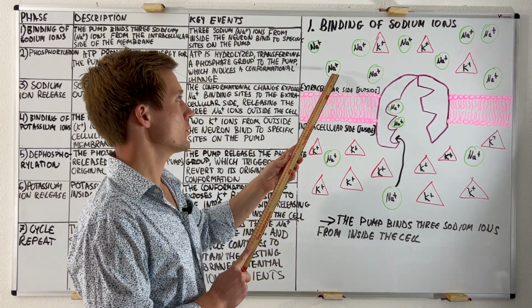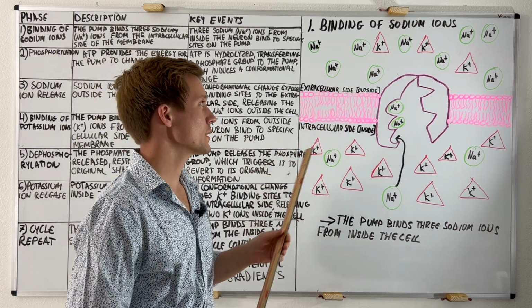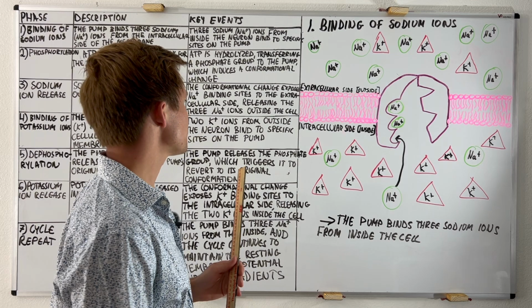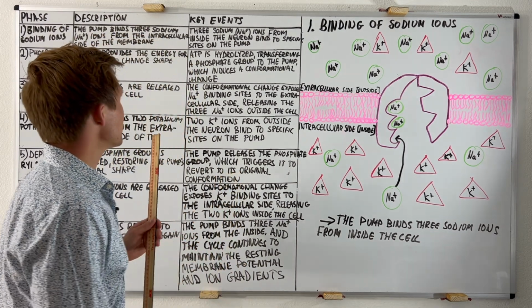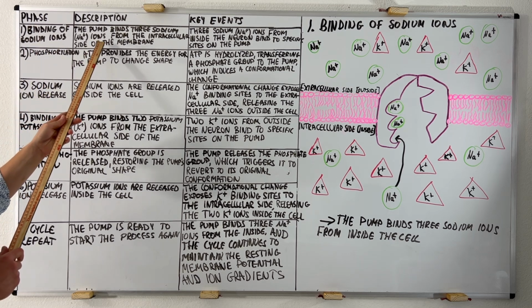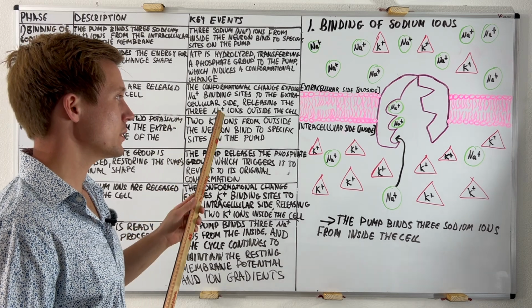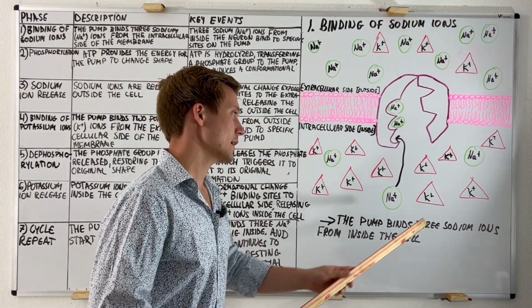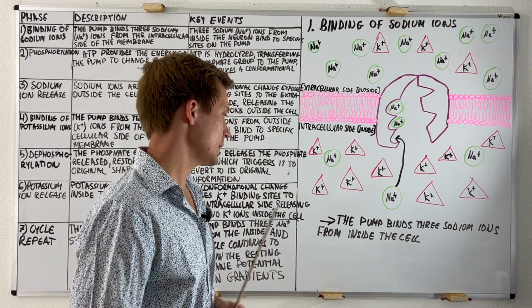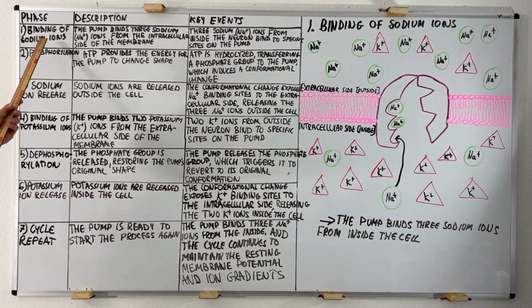The green circles represent sodium ions. The red triangles represent potassium ions. And so we will go over each step or phase along with their description, the key event that happens in each step, as well as how it actually looks like in reality. So starting off with the first step, binding of sodium ions.